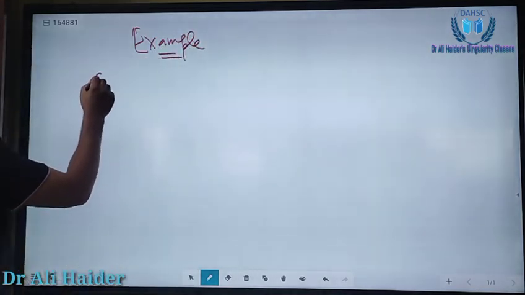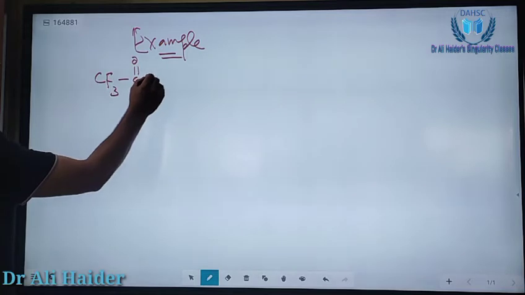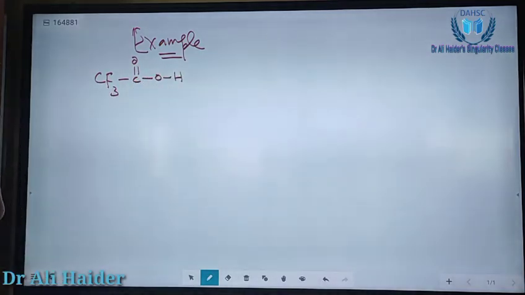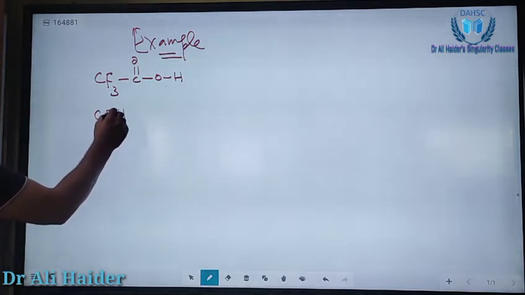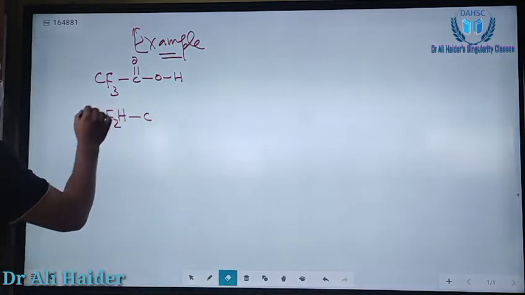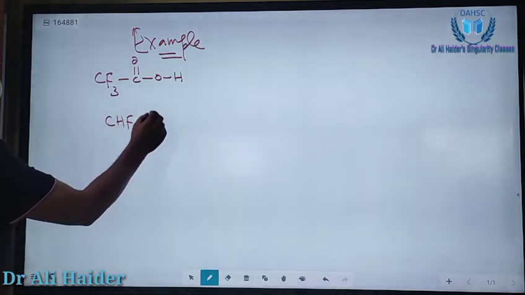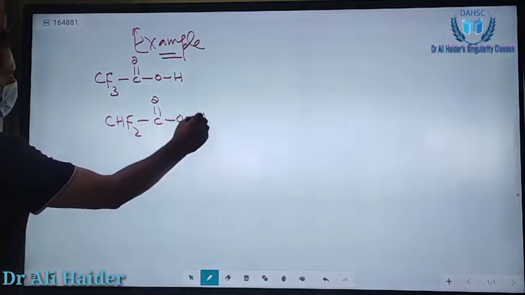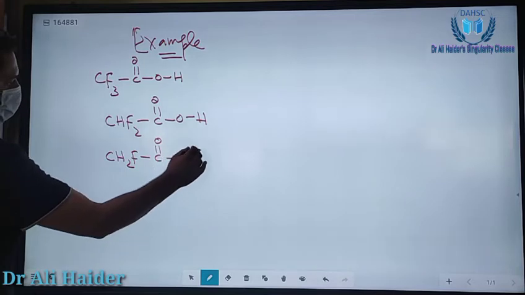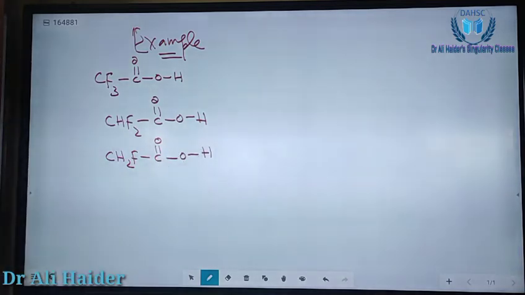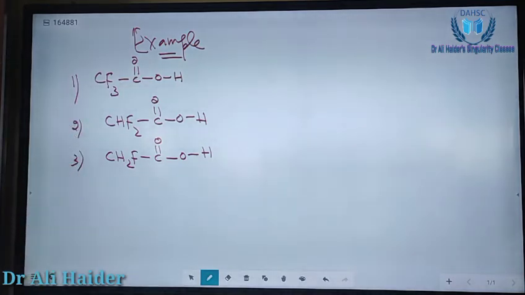For example, if we have CF3C double bond O, right? And if you write CF2H, if I write it like this, CHF2C double bond O, and if I write CH2FC double bond O. So what's the difference between these three carboxylic acids? They are all carboxylic acids, right? This is carboxylic acid, this is, and this is also carboxylic acid.